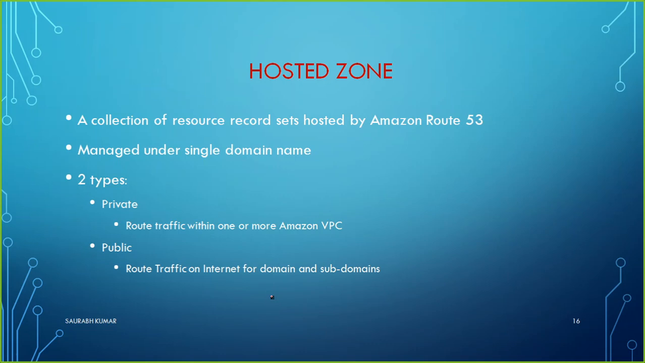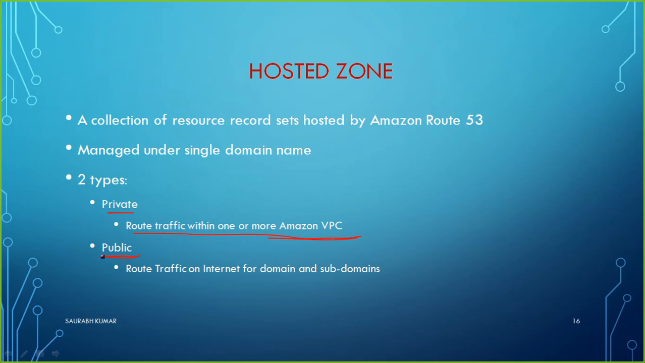The next point is what types of hosted zones there can be. A hosted zone is a collection of resource record sets hosted by Amazon Route 53. It is managed under a single domain name, whatever name you have defined there, and there are two types: one is private, one is public. Most of the time, if you are working for an enterprise company, 95 to 98% of the time you will be configuring a public hosted zone. Only 2% of the time some companies need a private environment where they want a private DNS server. Then you can have a private hosted zone, where traffic is routed within one or more Amazon VPCs only.